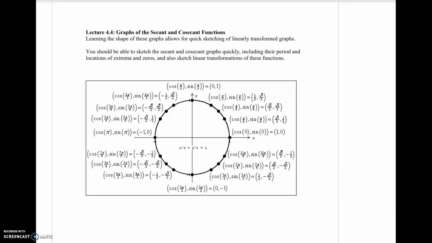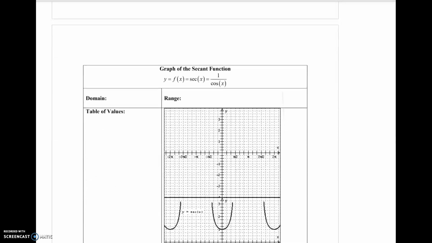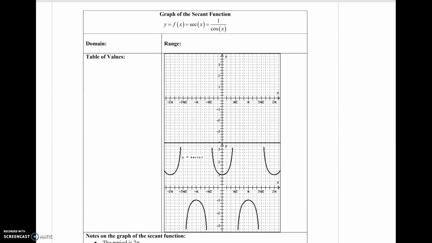Alright guys, so now we are going to talk about section 4.4, lecture 4.4, graphs of the secant and cosecant functions. To graph these functions, we need to remember perfectly well the trigonometric circle values. And then we are going to work right now on the graph of sec of x, sec of the angle x, which is equal to 1 over cosine of the angle x.